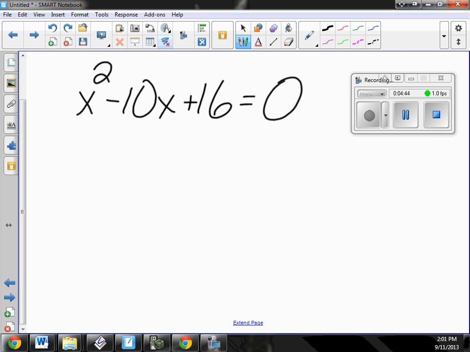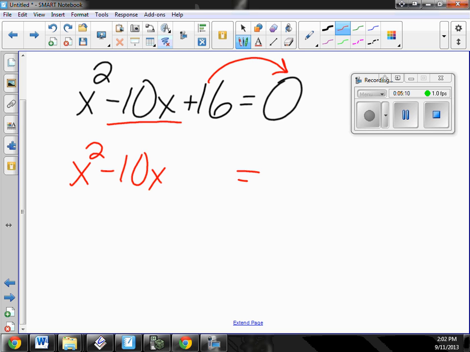So I look at the middle term. What is half of the middle term? Negative 5. And then negative 5 times negative 5 is positive 25, and I have a 16. So I'm going to do what is called complete the square. I'm going to move this over. x squared minus 10x equals negative 16. And what number completes the square? Plus 25.